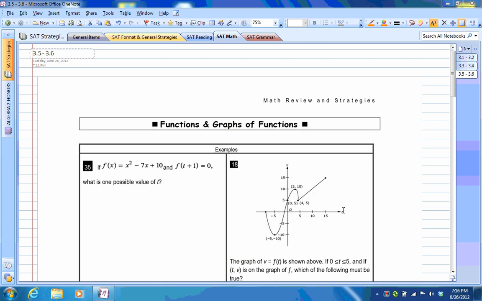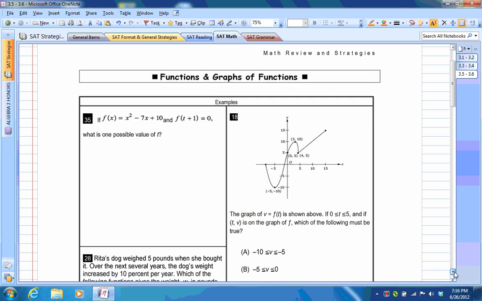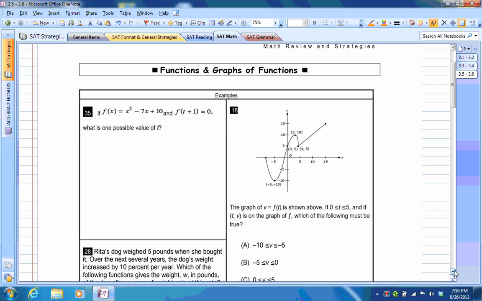Hey, welcome to today's lesson on pages 3.5 to 3.6 for the math strategies. So on page 3.5, here we're talking about functions and graphs of functions. So 3 examples we'll go through.